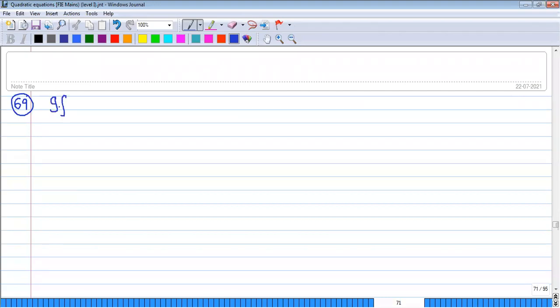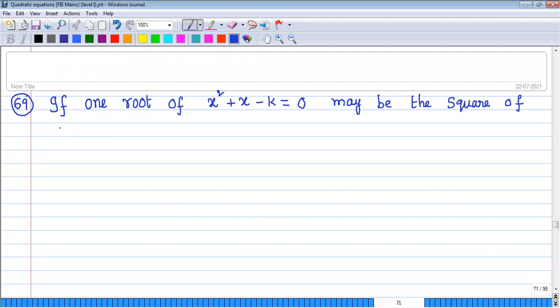If one root of x square plus x minus k is equal to 0 may be the square of the other, then k equals to: first one 0, second one is 1, third one is minus 1, fourth one is 2. So this is the first question.